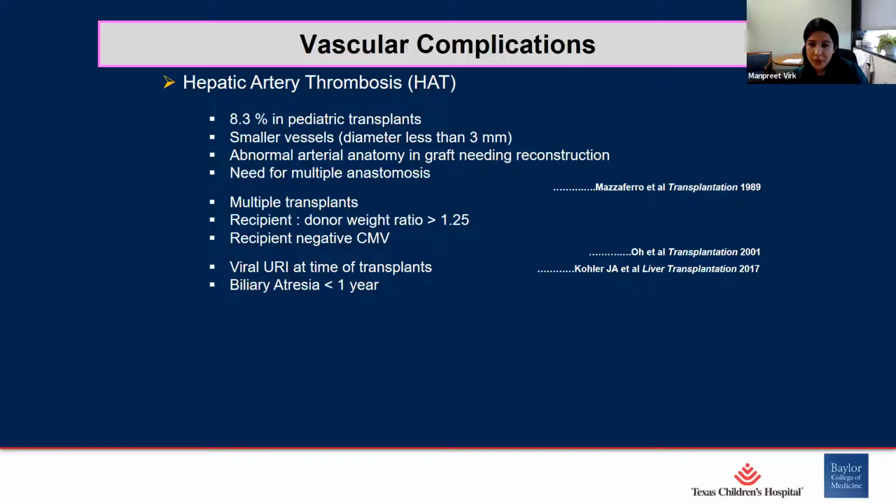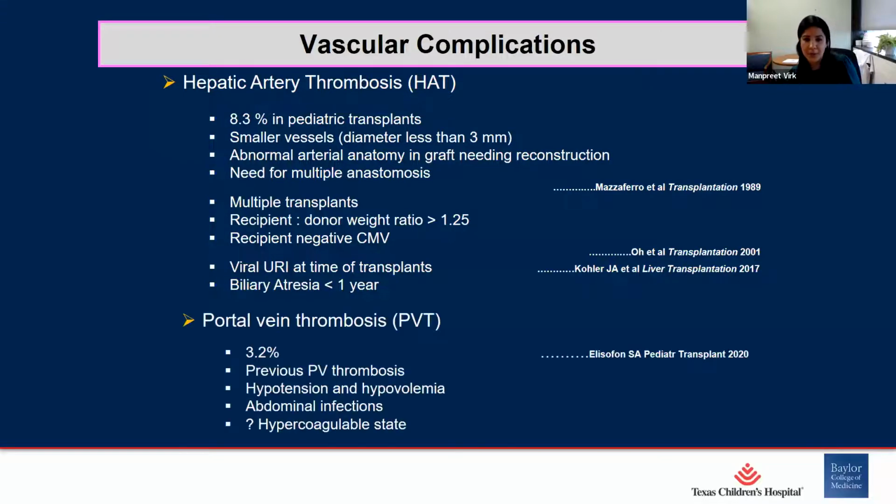At our institution, our hepatology group also found, as well as the ICU group, that having a viral URI at the time of transplant actually puts them at a higher risk of hepatic artery thrombosis. And then patients with biliary atresia and the younger patients are at higher risk for hepatic artery thrombosis.